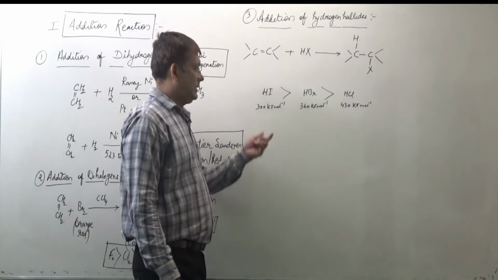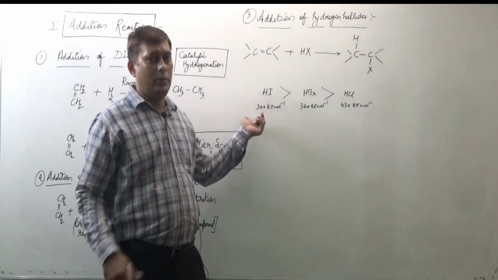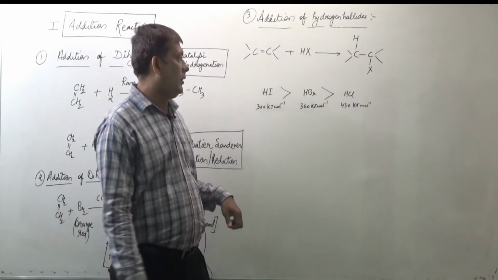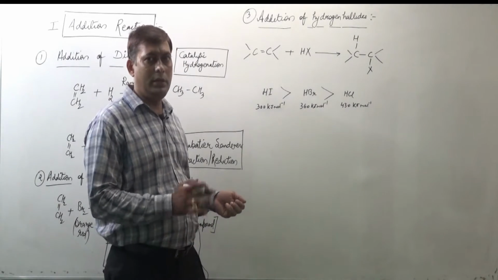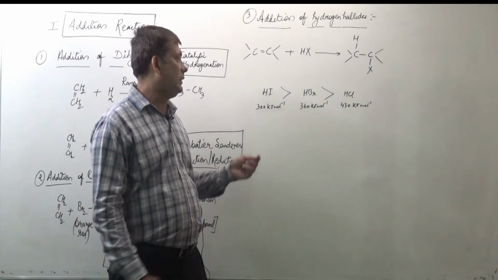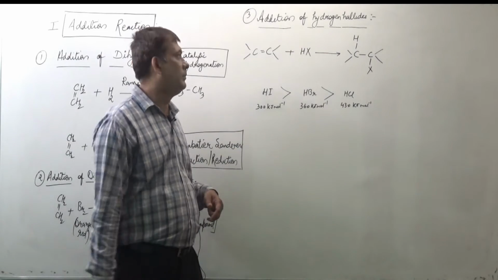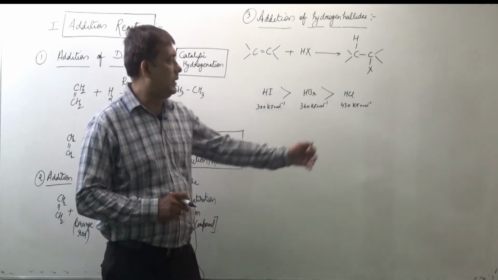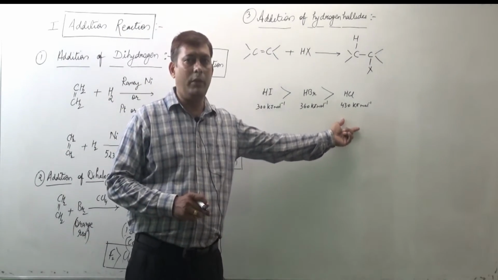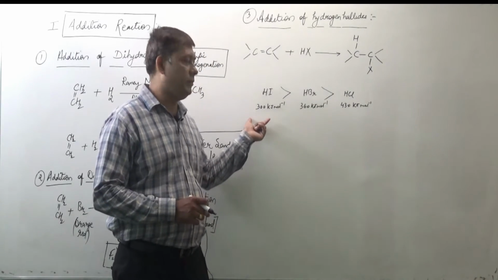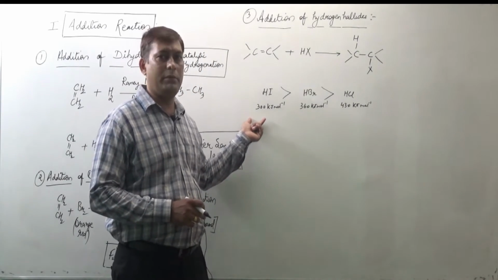Why? Because the lesser the bond dissociation energy, the more the reactivity. The bonds can be broken easily and the reactivity of that hydrogen halide would be maximum. In one case a lot of energy would be required, and in the other less energy would be required to carry out the reaction, hence the reactivity is maximum.